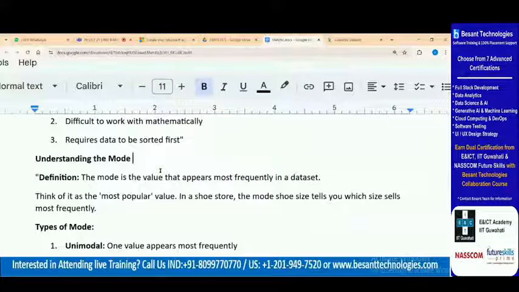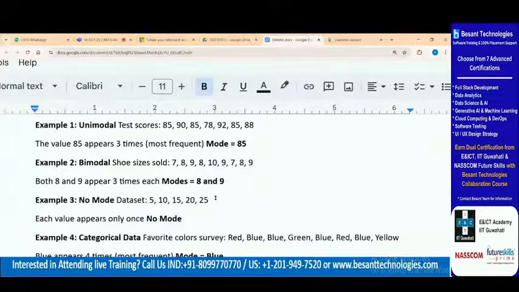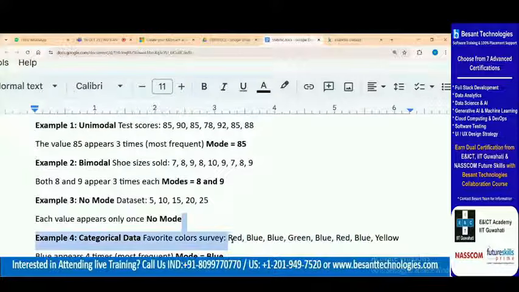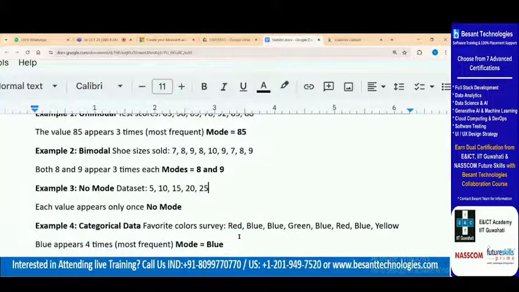Now let's understand what the mode is. The mode is the value that appears most frequently in your data set. If you have categorical data, we cannot sort it. Consider these categorical data: red, blue, green, blue, red, blue, yellow. In this case, we can group them together, see which is most repeated, and take that value as the output. Here, the most repeated value is blue, so I'm taking it and using it.